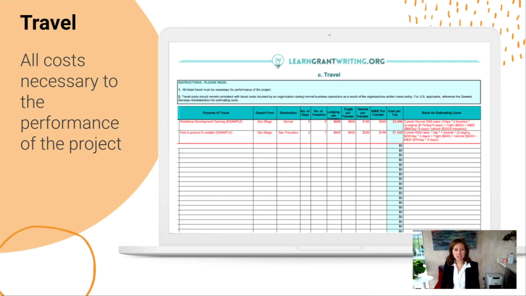Travel, as it suggests, is cost necessary for performance of the project. So it's fairly common to have some sort of conference travel or mandatory trainings as a part of a grant application, particularly the larger ones. So this is where you're going to break that down, figuring out the number of days, the lodging, flight, vehicle, and then M&IE means meals and incidental expenses. If you're watching this from the US, you can go to the General Services Administration and just look up the city that you would be traveling to, and it will give you those allowable rates. And then that can help you estimate your costs.